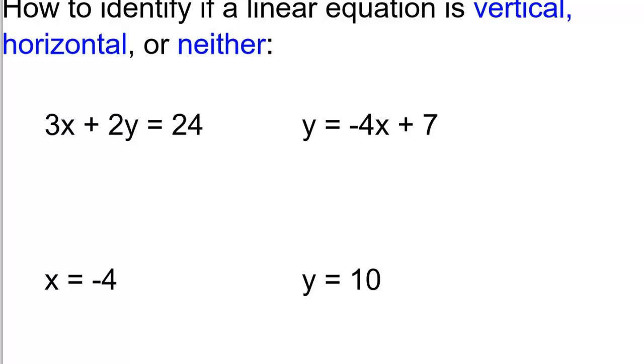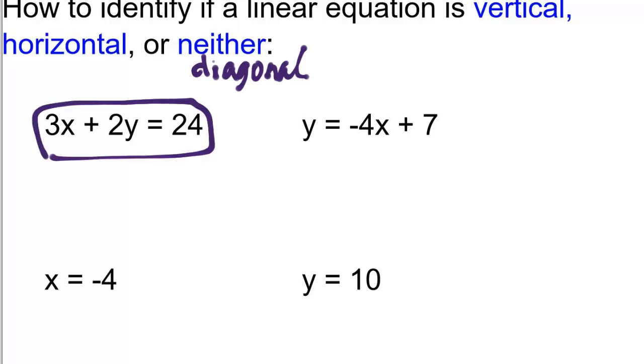Next thing we want to be able to identify is whether an equation is a vertical line, a horizontal line, or neither, some kind of diagonal. So neither here really means some kind of diagonal. Diagonals are really easy to identify because diagonals will have two variables in them, and the two variables have non-zero coefficients. So this first one right here is a diagonal line. It's not vertical, it's not horizontal, it's neither. So some kind of diagonal line.